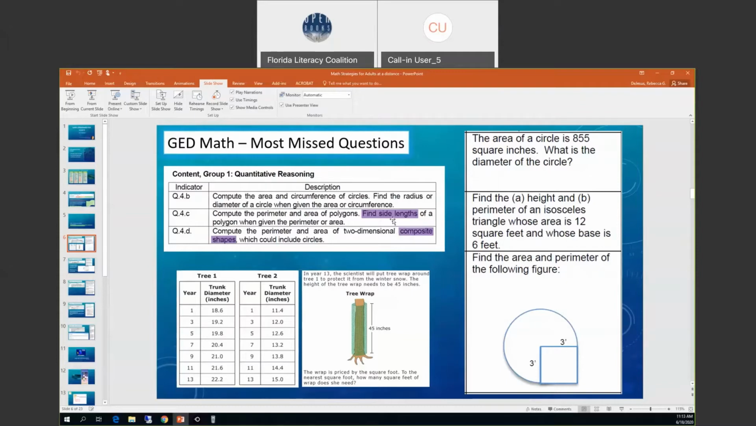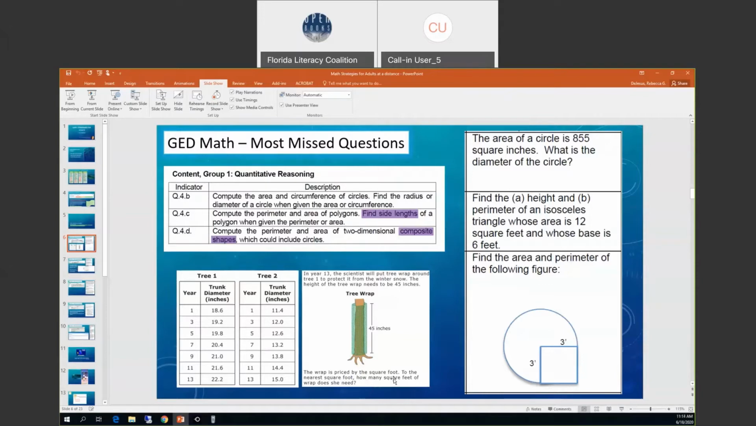But one of the things that they really need to be able to do is find the side lengths when you are given perimeter or area. And you need to be able to deal with composite shapes. So I have an example of that down here, like a circle in combination with a square. You need to be able to find the area of those composite shapes. This down here on the left-hand side is an example of an area question.